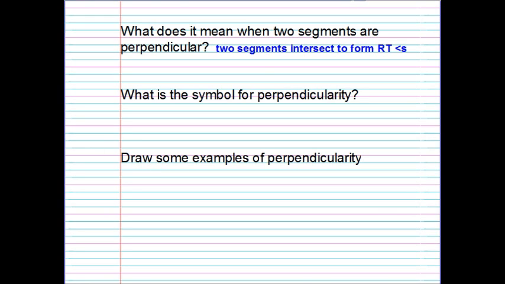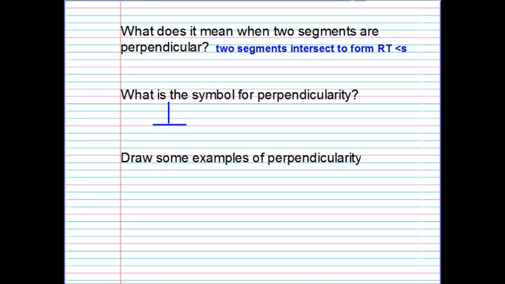For me, when I think about perpendicularity of two segments, it's two segments that intersect to form right, or 90-degree, angles. Now, the symbol for perpendicularity actually looks like an upside-down capital T. Anytime we see two segments with that symbol in between, it means that they are perpendicular. And what will immediately stem from that is that right angles are formed.